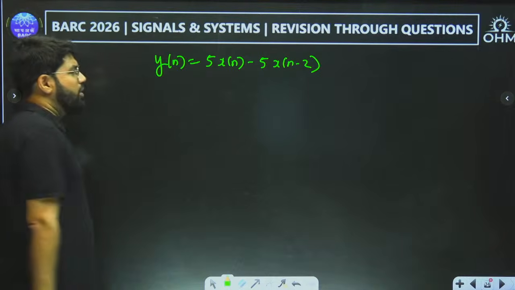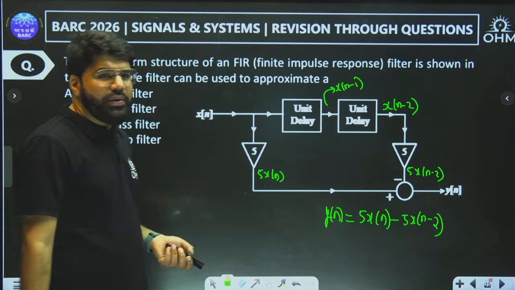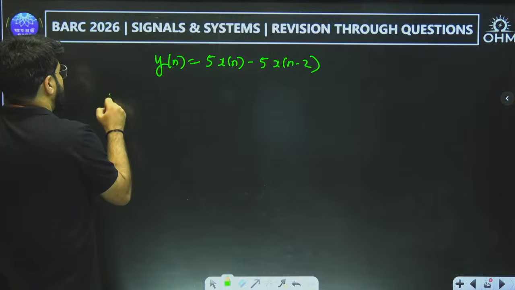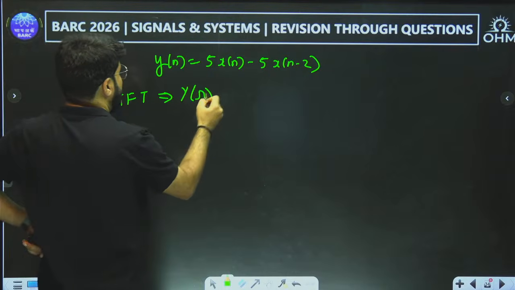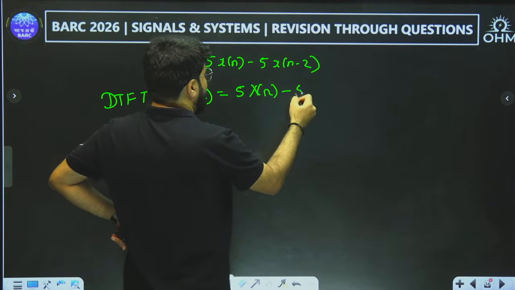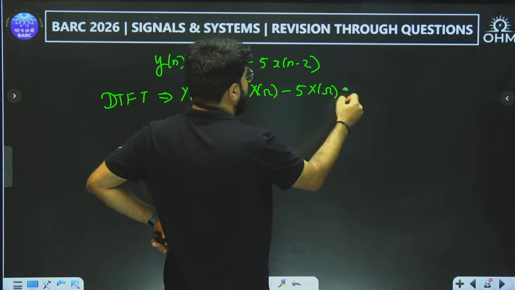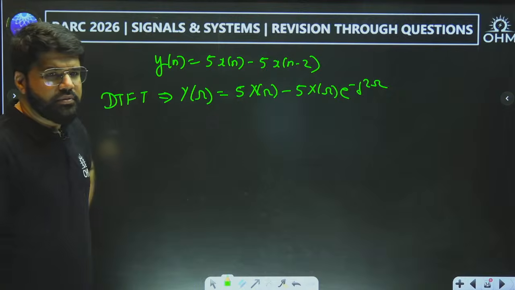Okay, can we convert? Because type of filter means what type of frequency it is passing or blocking. So let's go to the frequency representation. For frequency representation, we'll apply the Fourier transform, DTFT, to both sides. Y(omega) will be 5 times X(omega) minus X(omega) times the time shifting exponential term e power minus 2j omega, the phase term.